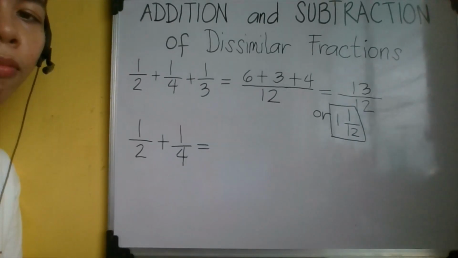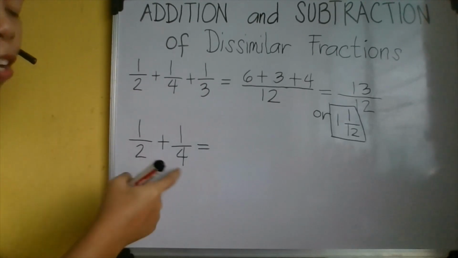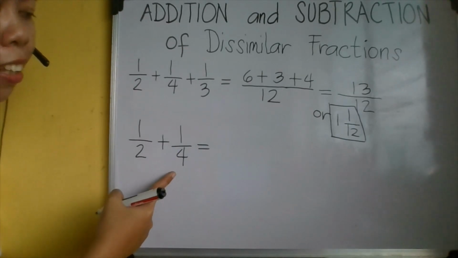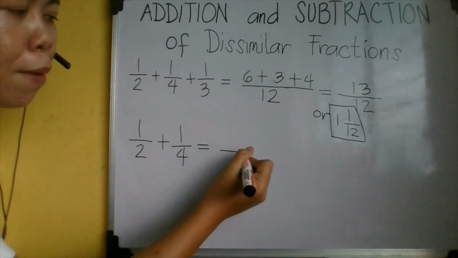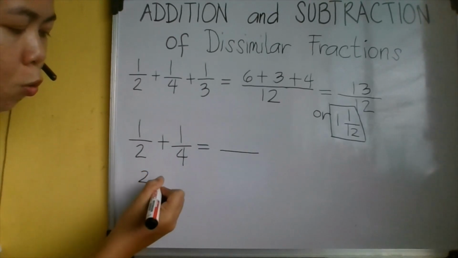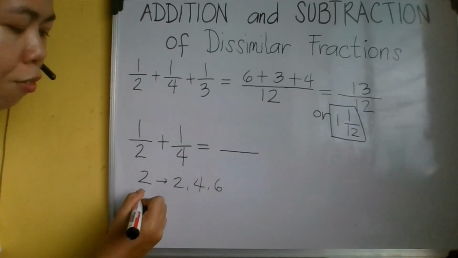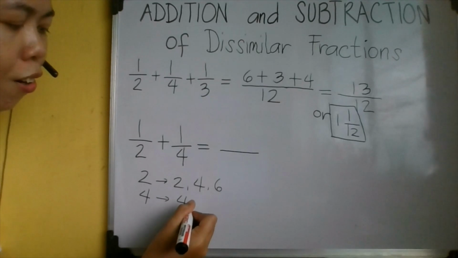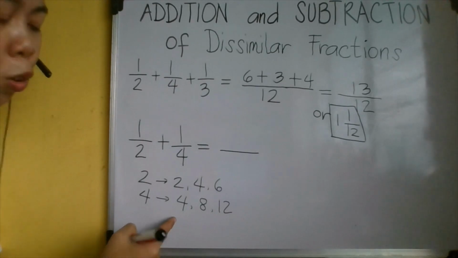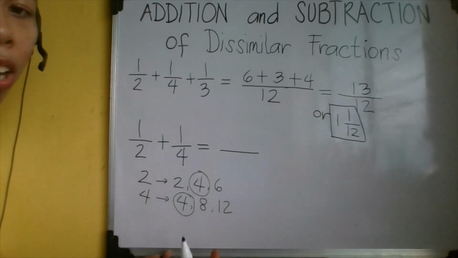Next, we have 1/2 plus 1/4. So, these are dissimilar fractions kasi yung denominator nila ay magkaiba. So, we have first to find the LCD of 2 and 4 by finding the least common multiple of 2 and 4. So, for 2, we have 2, 4, 6. And for 4, we have 4, 8, 12. So, yung least common multiple ng 2 and 4 is 4. Therefore, yung LCD natin ay 4.